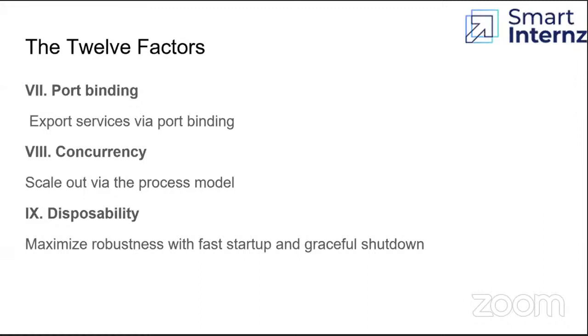Which means that it should have graceful shutdown. If one process is disturbing the whole application, you should be able to kill that process so that it won't disturb the other perfectly executing processes. I hope you understood what is meant by disposability, right?